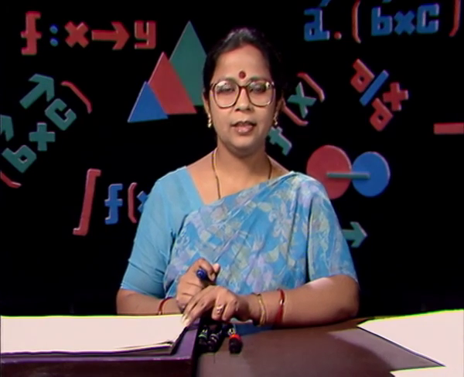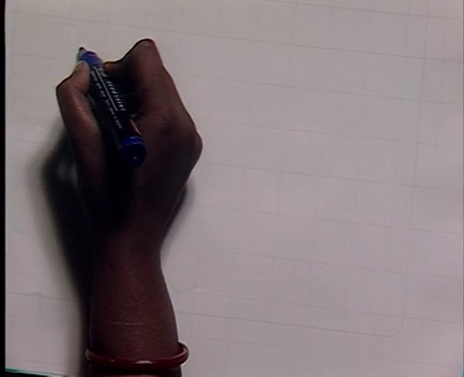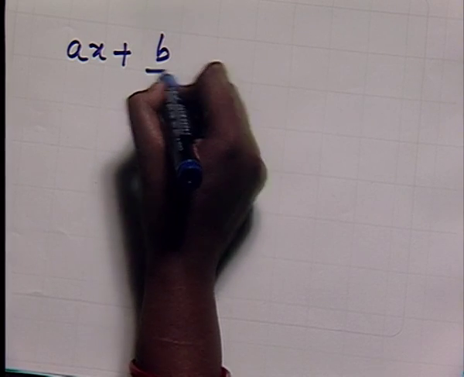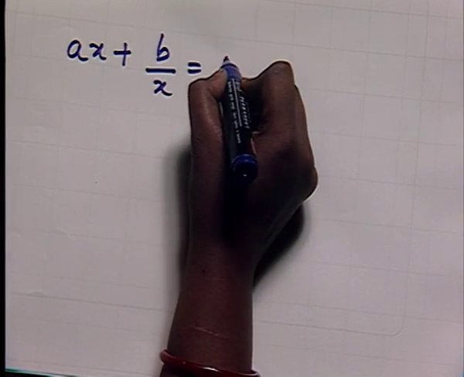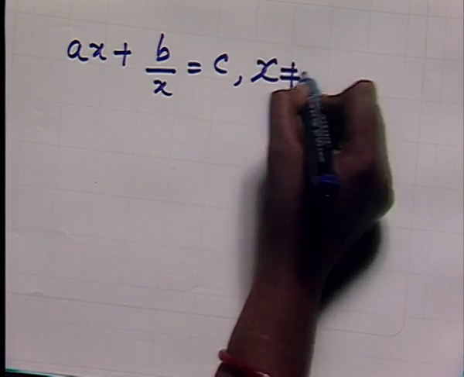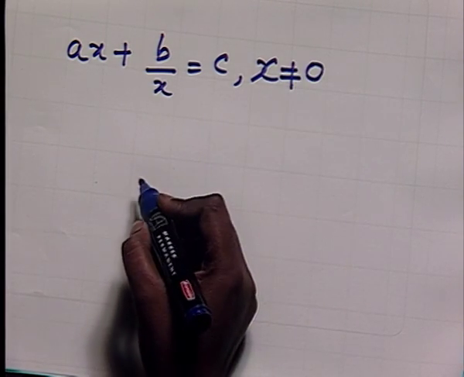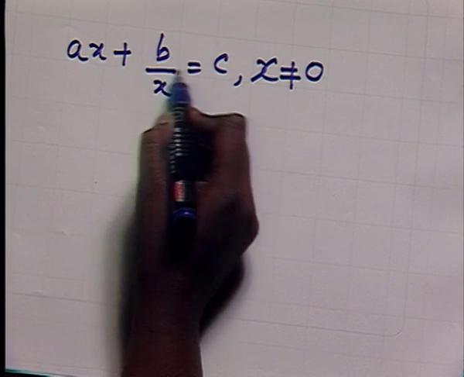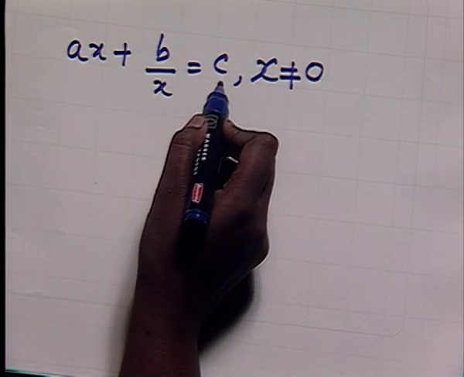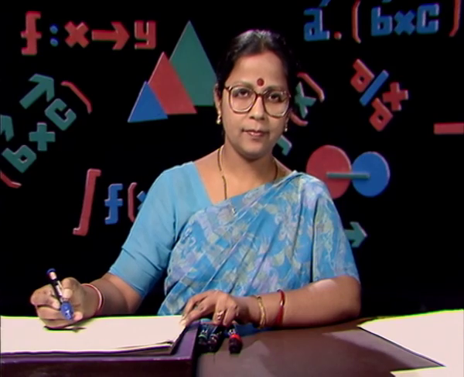Thus, we find that we can find the solutions of equations of the form ax plus b upon x equal to c, where x is not equal to 0, by multiplying both sides of this equation by x. That gives us a quadratic equation.